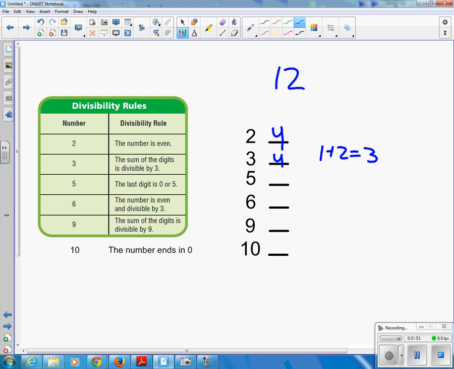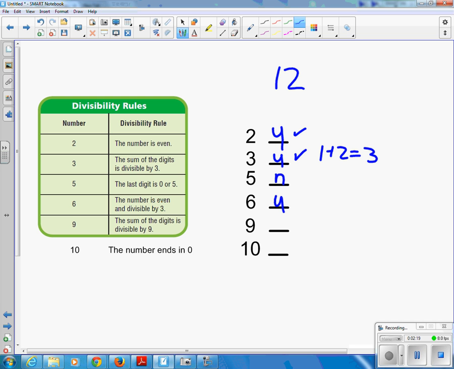Is 12 divisible by 5? Let's see the rule for 5. The last digit of the number has to be 0 or 5. And the last digit is 2, so no. It does not follow the rule for 5. How about 6? The rule for 6 says the number is even and is divisible by 3. That means it follows the rules for 2 and 3. And this one follows the rule for 2 and 3, so it is divisible by 6.